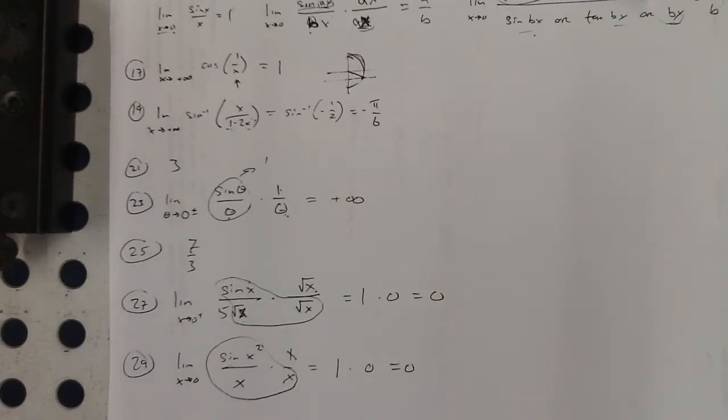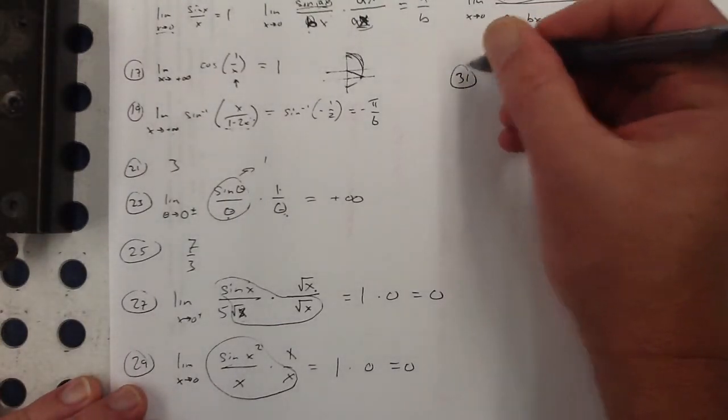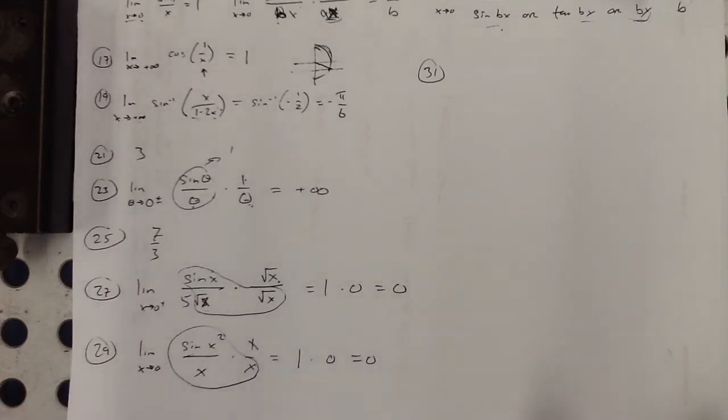Let's see. We are at 31. Let's squeeze some more in here. Where are we going to, 39? Oh, we're in the home stretch. This is a quick one. 31. Let's see what we can do with this here.